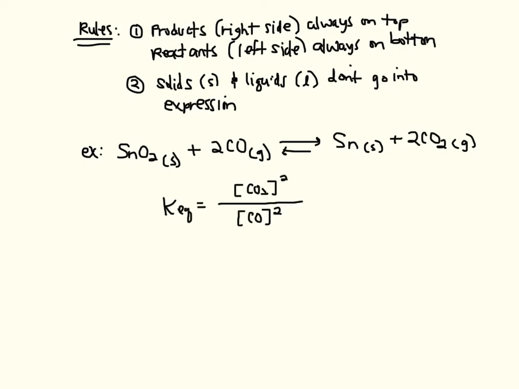Okay, so here's the answer. Your [CO2] raised to the power of 2 in brackets on the top, and your [CO] raised to the power of 2 in brackets on the bottom. These are the only two things that go in the equation because both tin oxide and tin are solids, and they wouldn't go into our equilibrium expression.